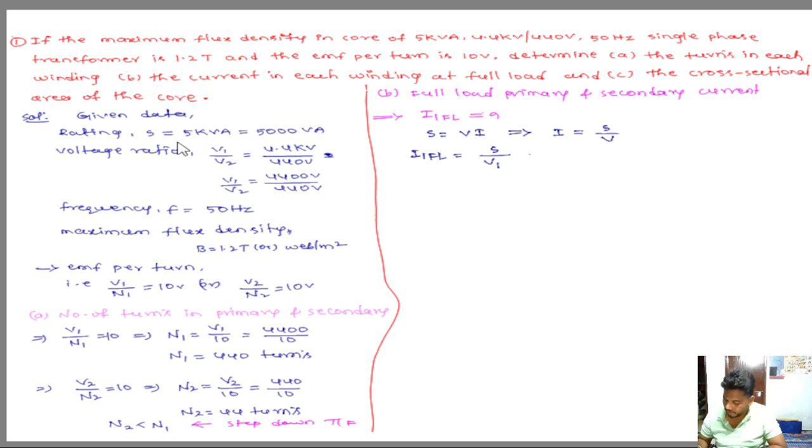To calculate I1, S is 5000 and V1 is 4400. Therefore, 5000 divided by 4400 is 1.136 amperes. That is I1 full load. Next, we need to calculate I2 full load.